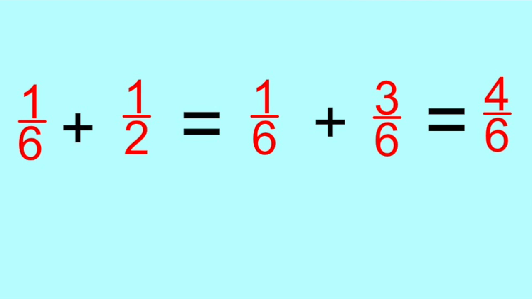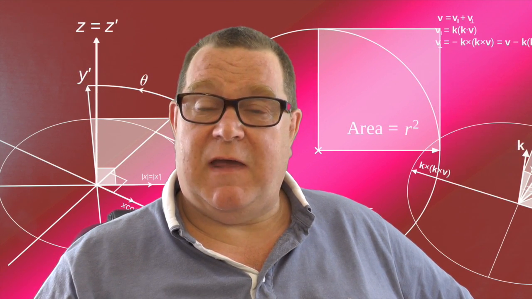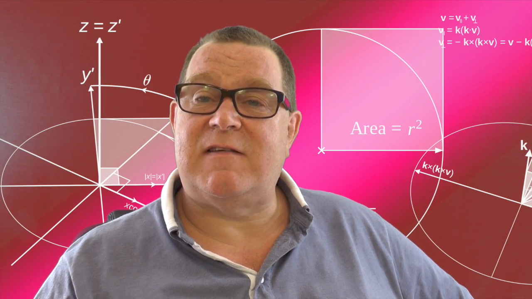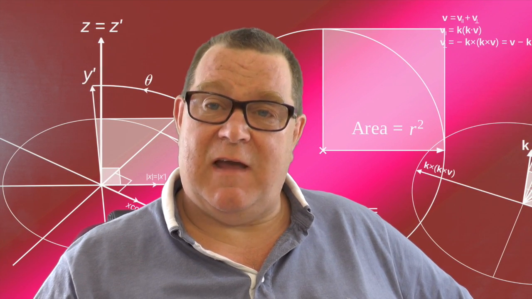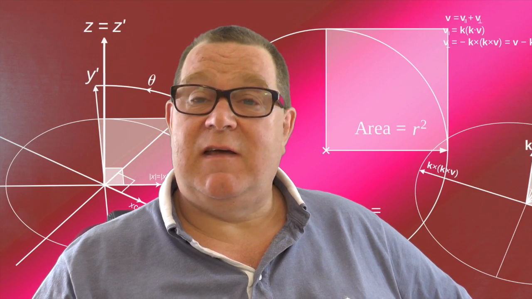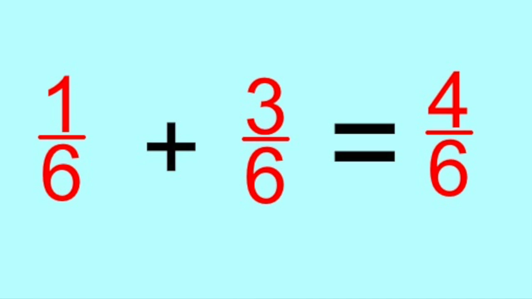1/6 is not the same as 1/2. 1/2 is the same as 3/6. If you're not quite sure about that, go away and have a little draw of a cake and think about cutting in half, and then cut the cake into sixths. How many of those sixths have you got inside the half? And you'll find it's 3. So now I have 1/6 add 3/6, giving me a total of 4/6.